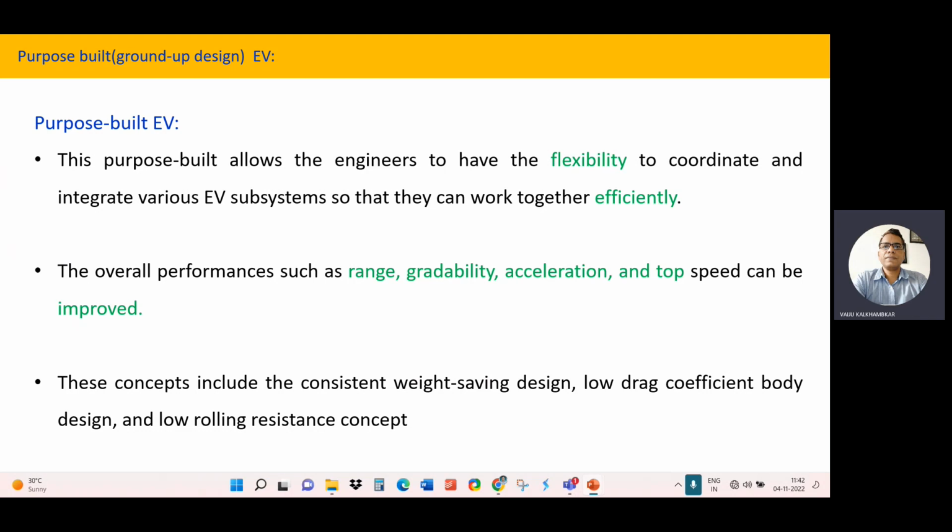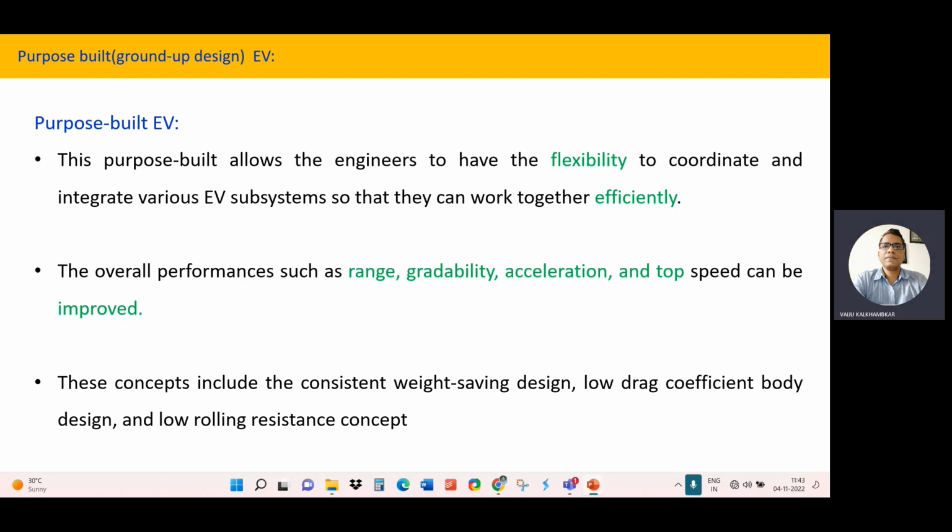The second type of body design is called a purpose-built electric vehicle. Also, it is a ground-up design. So the vehicle is designed from scratch. Each and every component is designed as per the requirement, and the vehicle is built. So this allows greater flexibility. We can design as per our wish, as per our requirement, and we can coordinate various components and integrate various electric vehicle subsystems so that they can work together. And most important, we can design a most efficient electric vehicle.